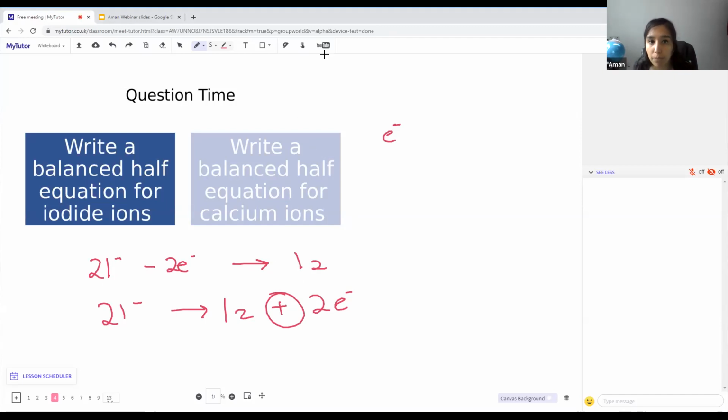Great, well done everyone. The second one then, write a balanced half equation for calcium ions. So calcium are in group 2. So that should help you work out the charge on the calcium ion.